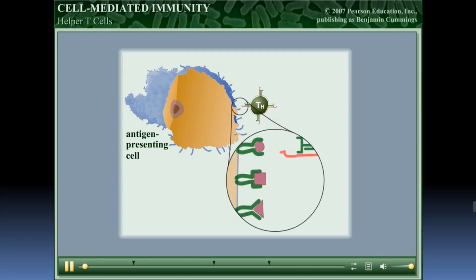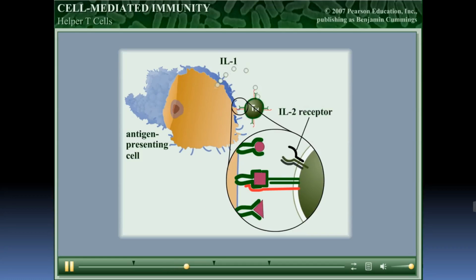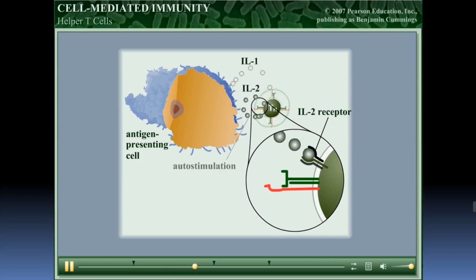Each helper T cell produces a unique T cell receptor, or TCR, which corresponds to a specific antigen. Each helper T cell also displays a receptor called CD4 on its surface, which recognizes the MHC molecules of antigen-presenting cells. When the helper T cell encounters an antigen-presenting cell with that antigen displayed in an MHC molecule, it signals the antigen-presenting cell to release interleukin-1. The IL-1 stimulates the helper T cell to produce IL-2, as well as IL-2 receptors. The helper T cell can then auto-stimulate itself, keeping it active as it proliferates.